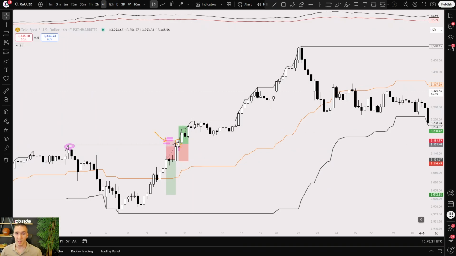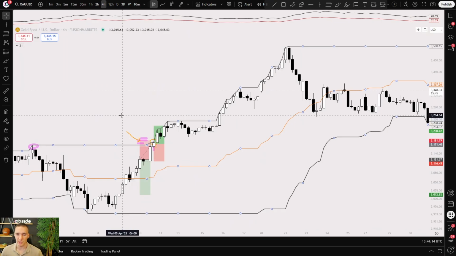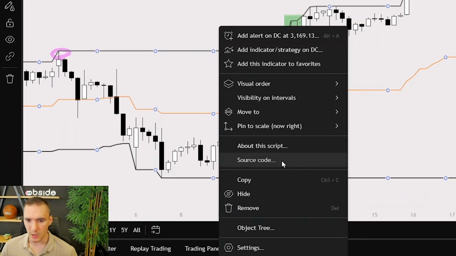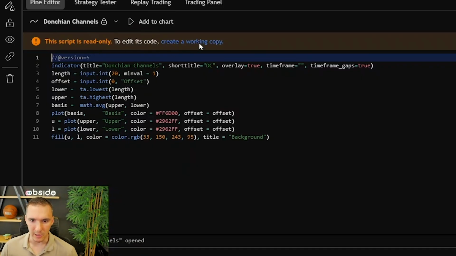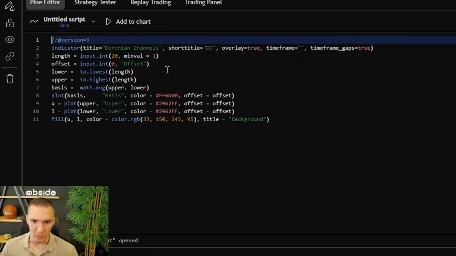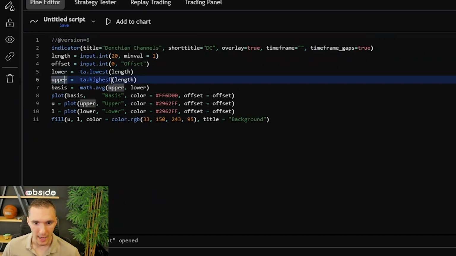explosive moves happening. Now, I actually want to give you a small tip which, in my opinion, makes the Donchian channels more relevant by not considering the highs and lows of wicks as true and valid highs or lows. For that, all you have to do is, for example, on TradingView, plot the Donchian channels on your chart, then right-click on one of the lines, go on source code, and here create a working copy of the Donchian channel, and look at line 5 and 6, lower and upper.